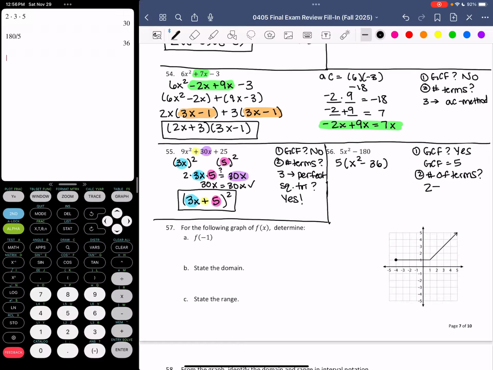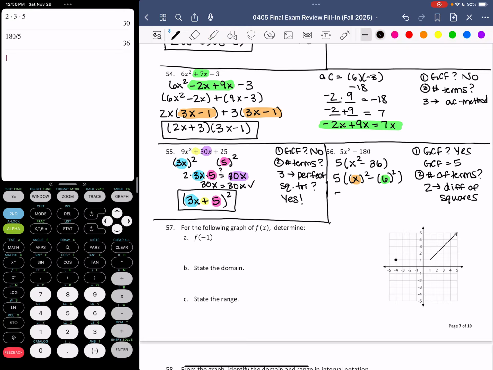I have 2. And if I have 2, I'm going to check for a difference of squares. In this case, I do have a difference of squares, because I can write this as something squared minus something squared. This is x and this is 6. So we have x squared, and then we have 6 squared.